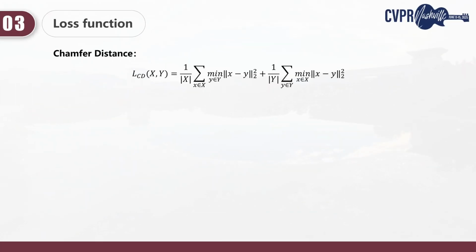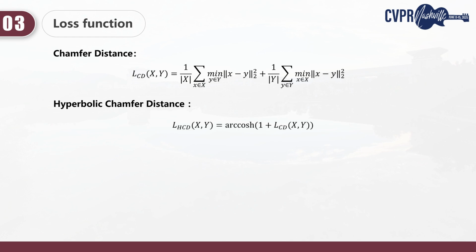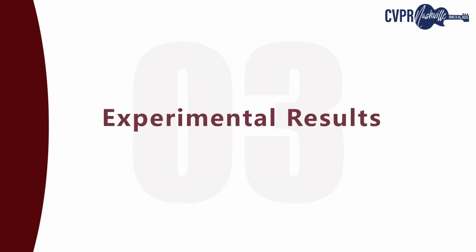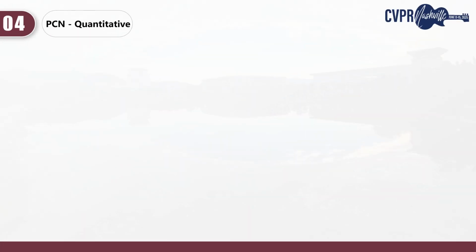Our network is trained end-to-end with the Chamfer distance based losses. To combat noise and outliers, we exploit the extra hyperbolic Chamfer distance. Specifically, we measure the discrepancy between the ground truth point cloud and the coarse and final point clouds, respectively. In the experimental section, we will present both statistical and visual results on the PCN and ShapeNet datasets.